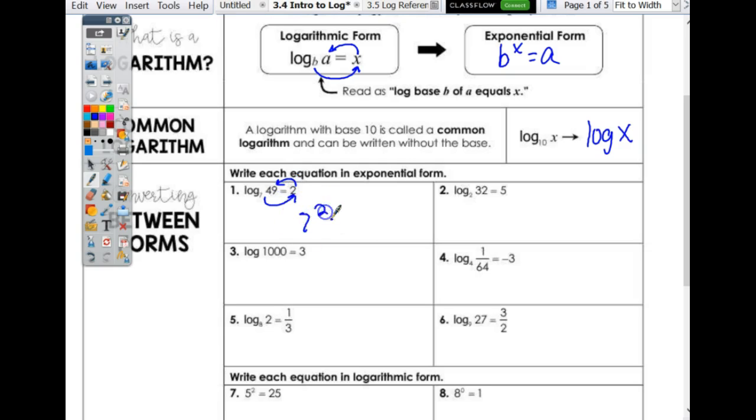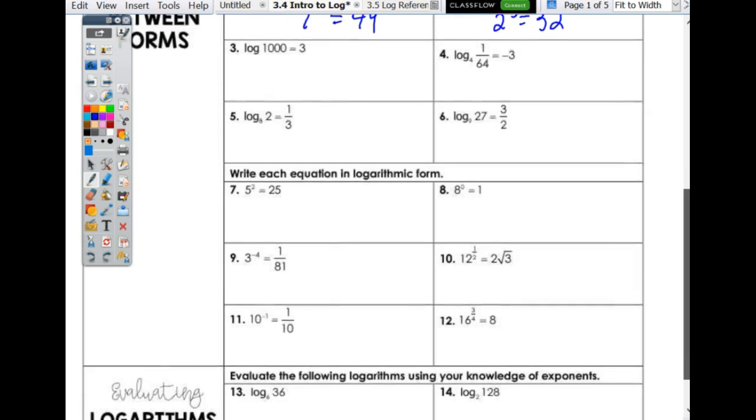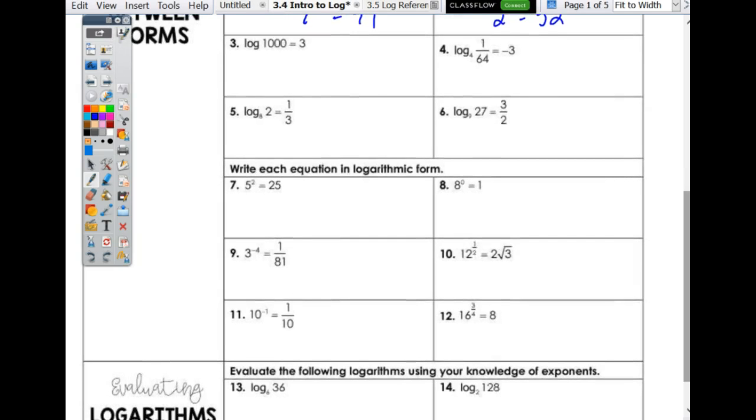So I get 7 to the second equals 49. Is 7 squared 49? Yes. So 2 to the fifth is 32. All right, so finish filling those in.